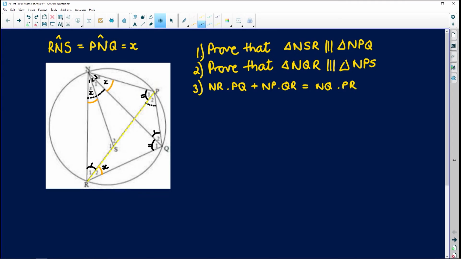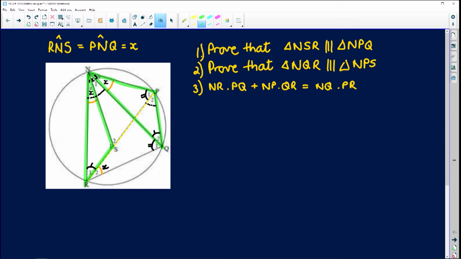Okay, let's see what they ask us. The first thing is to prove that triangle NSR, now let's just do ourselves a favor and let's highlight that, I want to show that triangle NSR, which is this one over here, is indeed similar to triangle NPQ. Now that is that triangle that lies here on the one side of our diagram. So we must prove them similar.